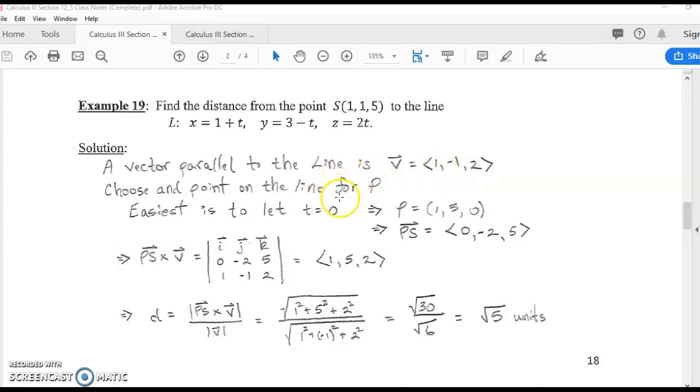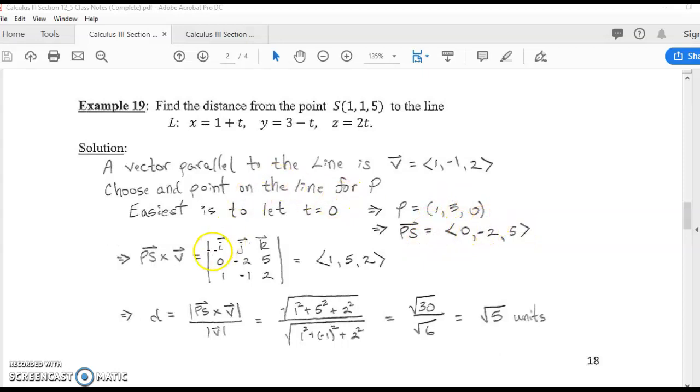Choose any point on the line for P. The easiest is to let T equal 0, because that just gives you the X naught, Y naught, Z naught, right? So that's your point P. So P would be 1, 3, 0. So if I look at S, which has coordinates 1, 1, 5, the vector PS then, take the coordinates of S and subtract the coordinates of P. So 1 minus 1 is 0, 1 minus 3 is -2, and 5 minus 0 is 5. So this is the vector PS.